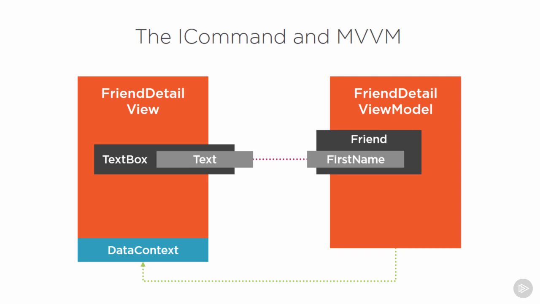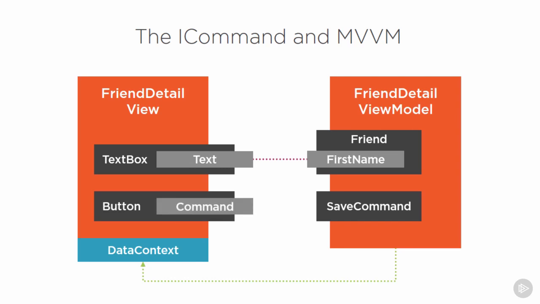But in a real application, you also need to execute some logic in your view model that you can trigger from the view. To do this, you have to use the ICommand interface, and this is what we do in this module. We will add a save command property to the friend detail view model that is of type ICommand. In the friend detail view, we will add a button and we will bind its command property to the save command property of the friend detail view model. When the button is clicked, it will execute the logic of the save command.